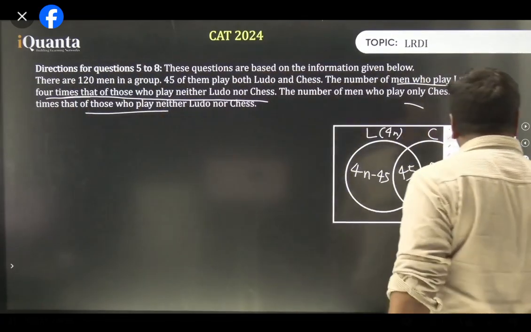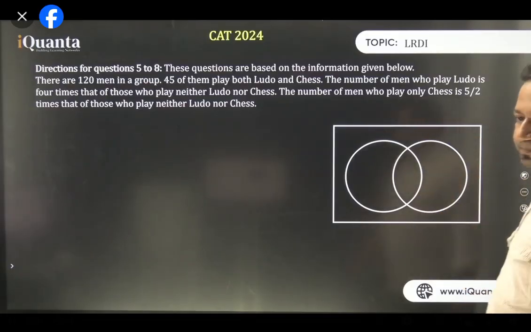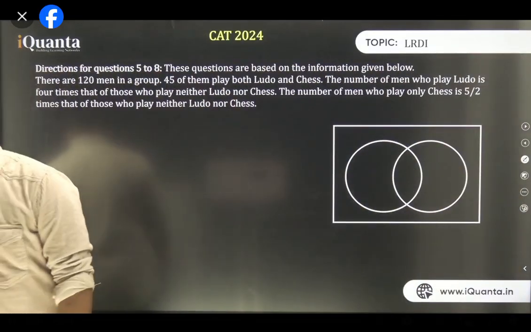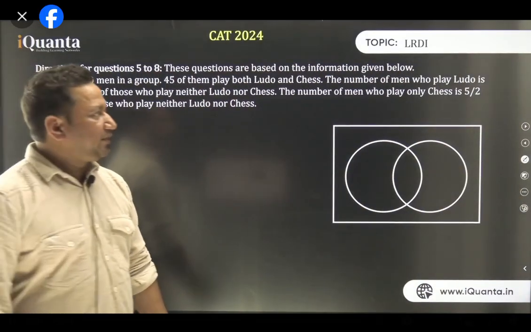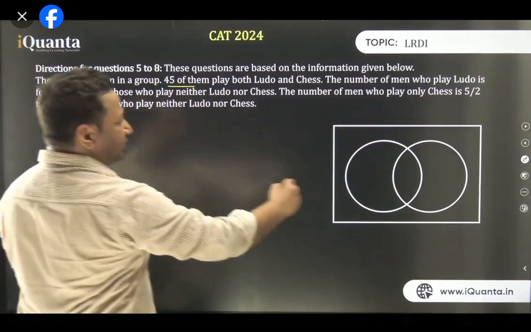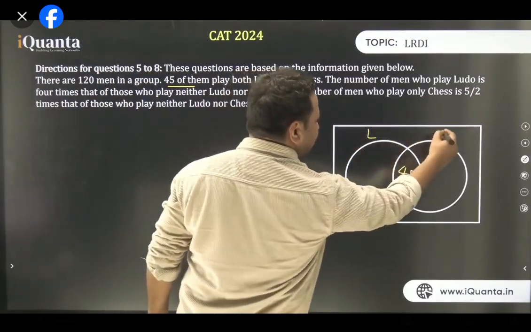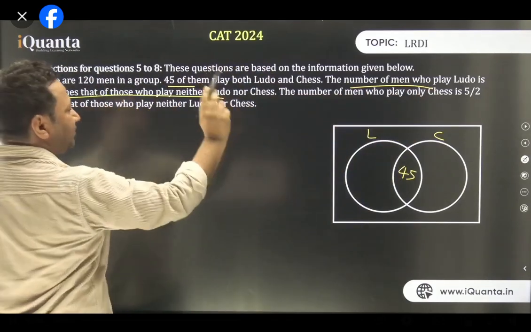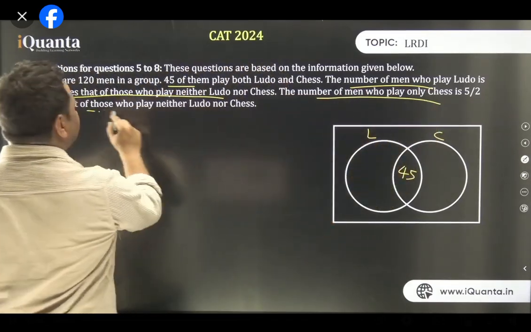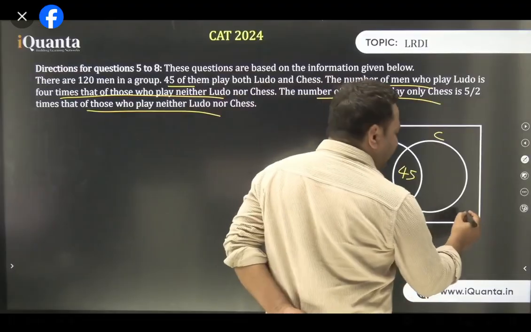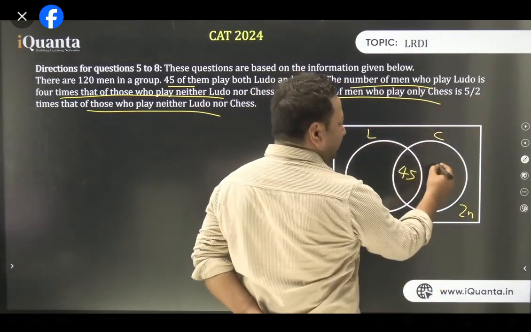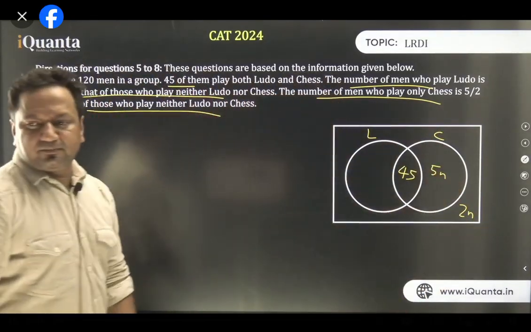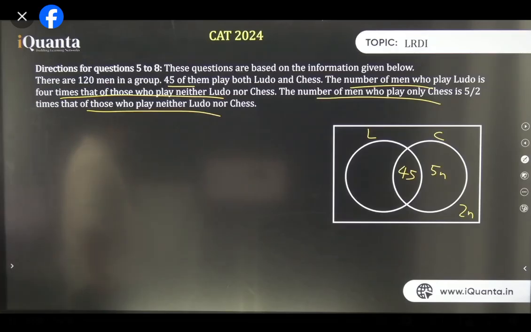Okay. I'm going to do it again. Okay, see. 45 play both. 45 putting here. This is Ludo, this is chess. The next statement says the men who play Ludo is 4 times that who play none. The men who play chess is 5 by 2 times of that who play none. So if I consider none to be 2n, then only chess will be 5n. That makes sense. I made it a little shorter than the previous method. Instead of taking it to be n, I took it to be 2n.